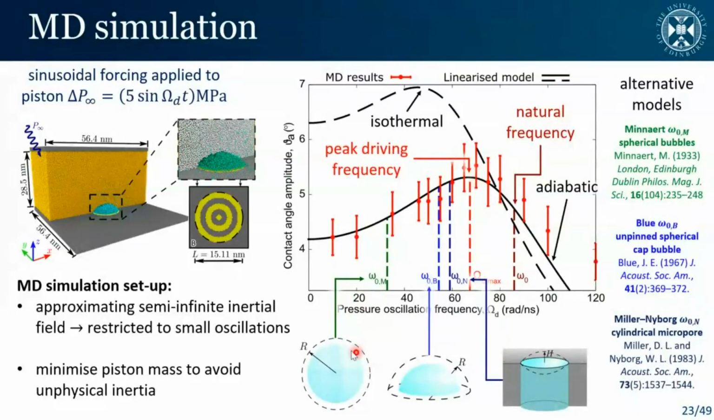And we can compare this as well to some of the previous models used in literature. So we have the Minnaert frequency for spherical bubbles, Blue's frequency, which is for unpinned surface bubbles, which you might have thought would be close to our case, but didn't quite match up. And then also this Miller-Nyborg model for gas within a cylindrical micropore. And we notice that these natural frequencies are all well below even this peak driving frequency, which suggests that they're not capturing this behavior properly.